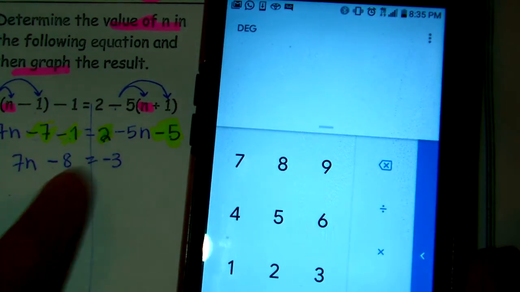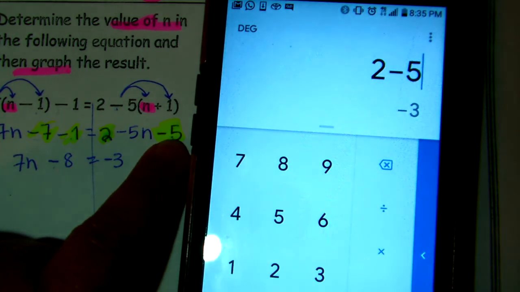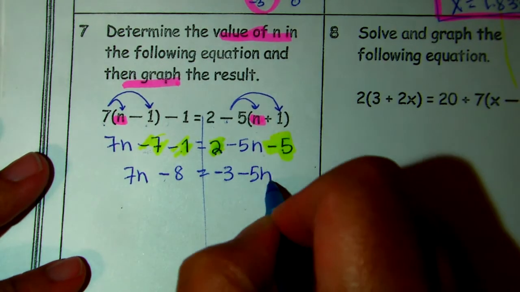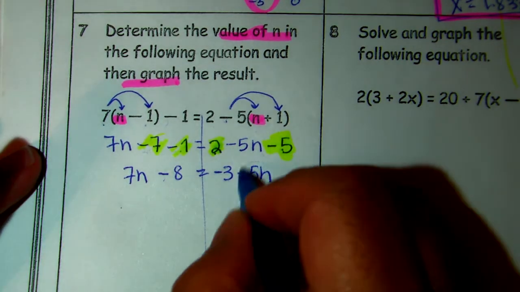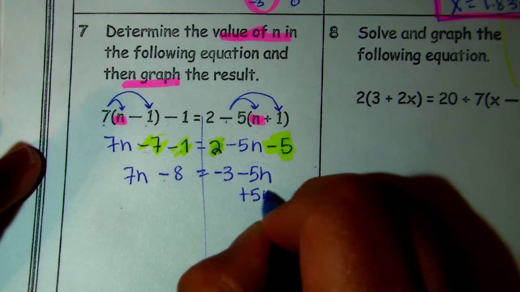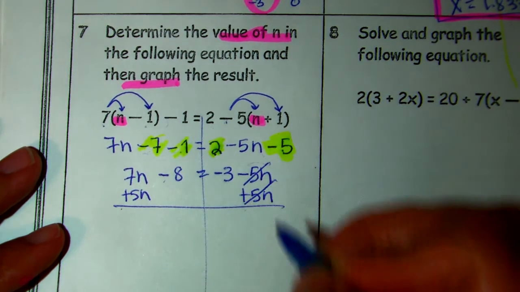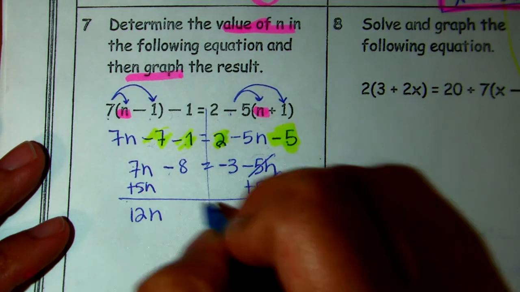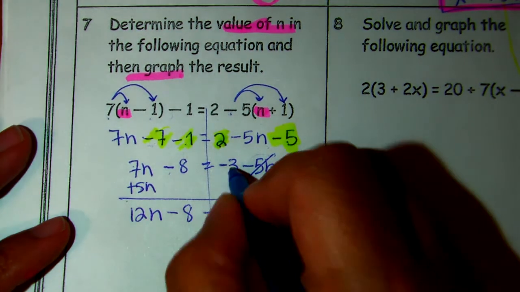Again, just do this in the calculator. 2 minus 5. There it is, gives you -3, right? And bring down the -5n. So now, what's next? Letters to the left. I don't want the n over here, so I'm going to add 5n. Add 5n. These two get canceled. 7 plus 5, 12n. Bring down the -8. This equals -3.